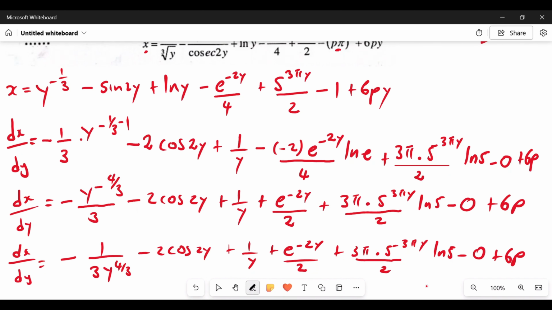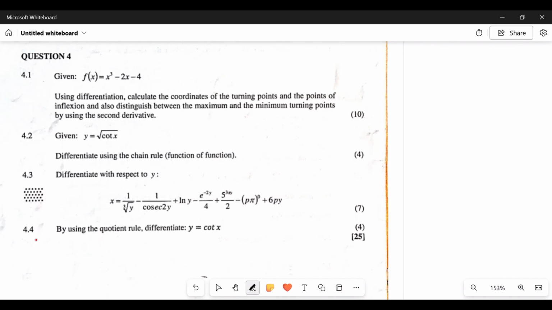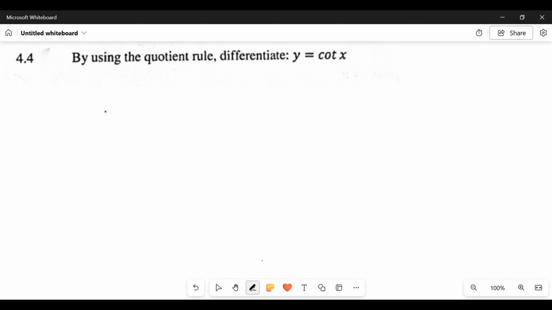Guys, we are done with 4.3. It's time for us to do 4.4. Okay, guys, let's look at 4.4. I will copy this question, paste it where there is space, and let's solve it. All right, guys, let's look at 4.4.